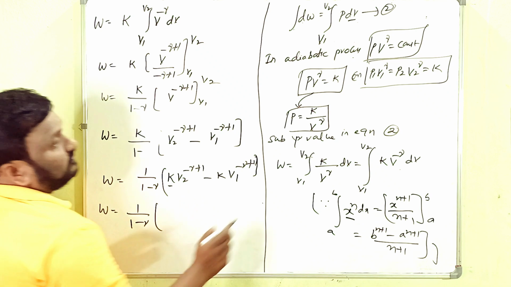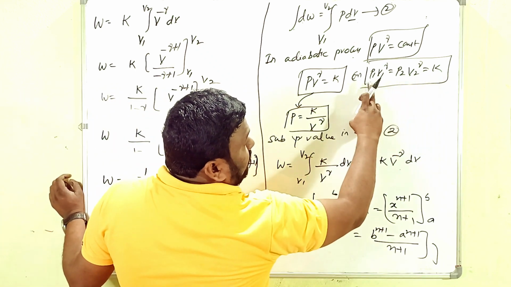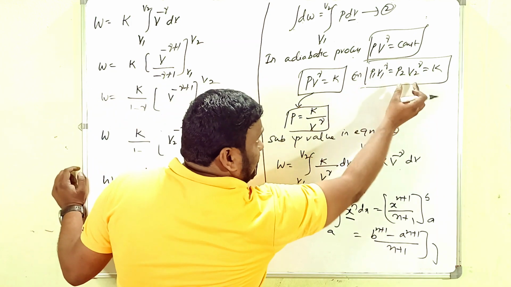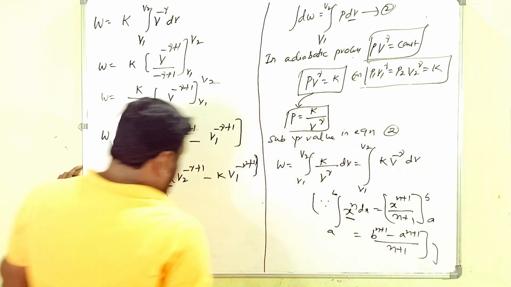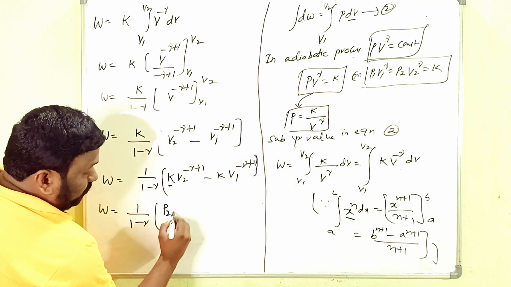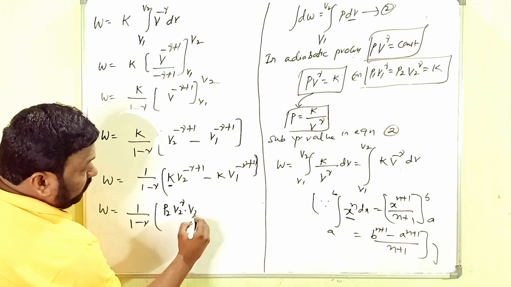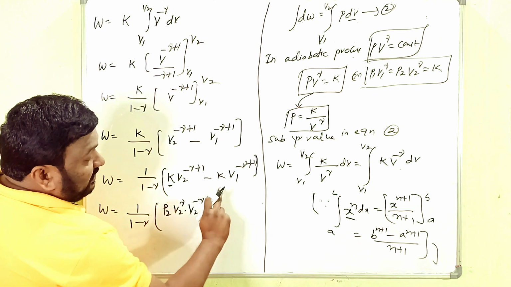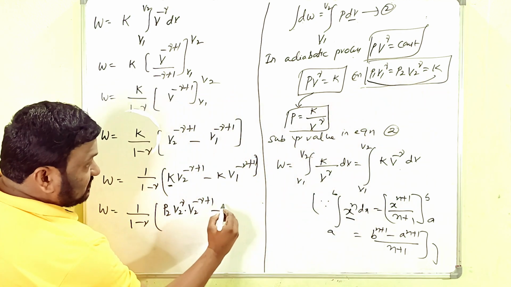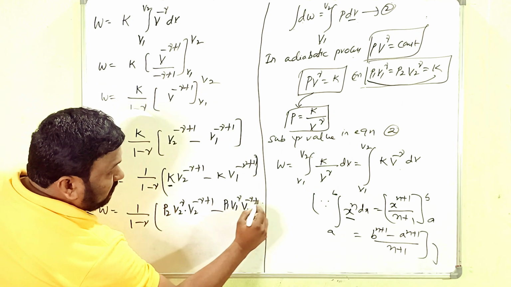So children, W is equals to 1 by 1 minus gamma of, here what you have, K. K value is there: P2 V2 to the power of gamma is equal to K, and P1 V1 to the power of gamma also K. That's why instead of this K, I am going to write P2 V2 to the power of gamma into V2 to the power of minus gamma plus 1, and instead of K here, I am going to write P1 V1 to the power of gamma into V2 to the power of minus gamma plus 1.